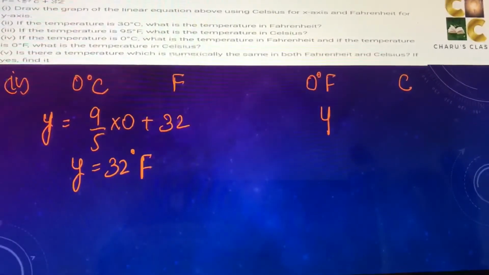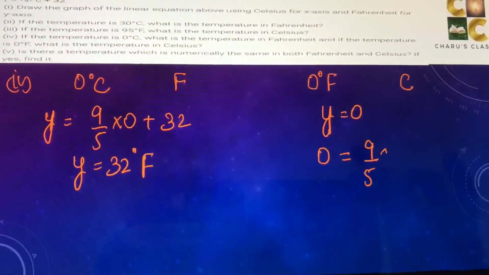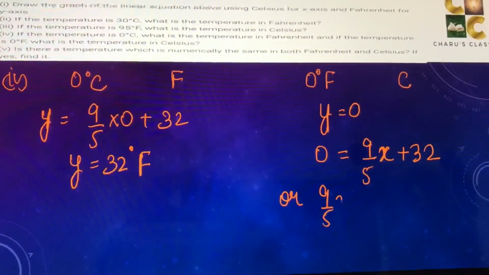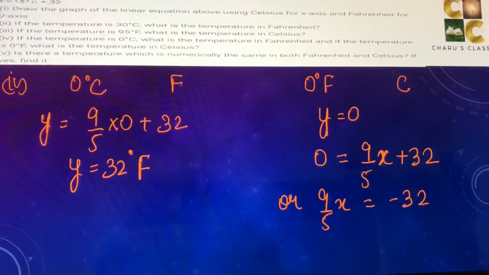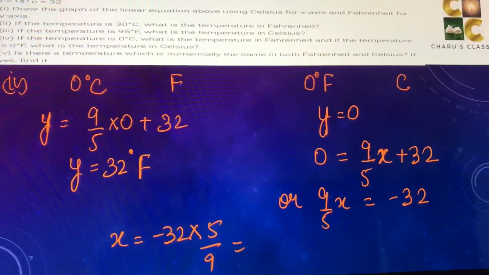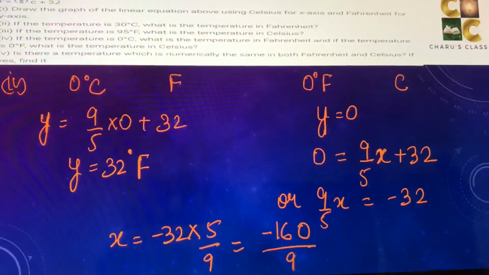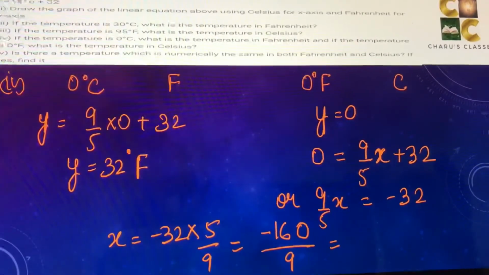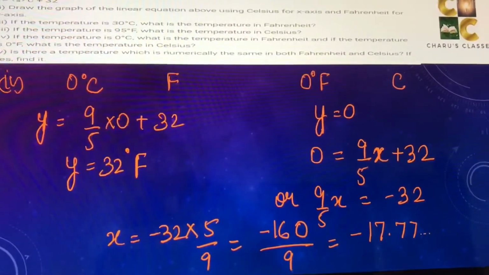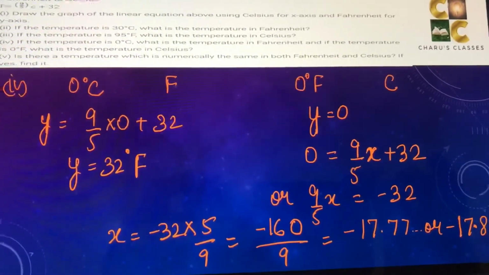And when I have my Fahrenheit as 0, that means y is 0. In that case, 0 is equal to 9 by 5x plus 32, or 9 by 5x is equal to minus 32. X can be written as minus 32 into 5 by 9. So that will be equal to minus 160 by 9, which will come as minus 17.77, or we can round it off to minus 17.8 degree Celsius.